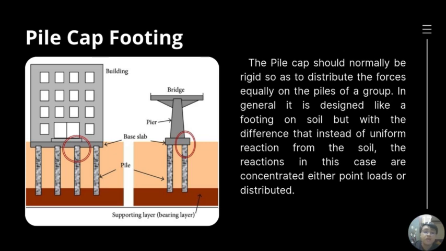Pile cap footing. So, a pile cap footing is a fixed slab resting on piles. It transfers load from the superstructure to deep piles, and it is commonly used in deep foundations.